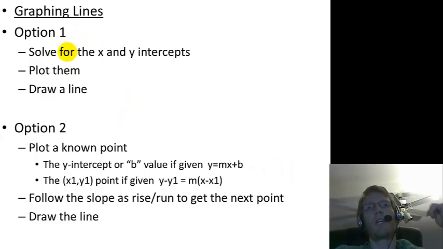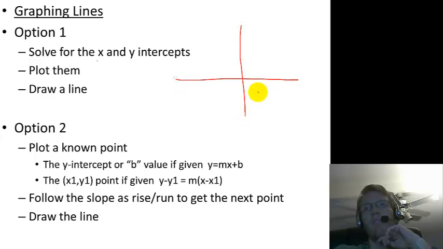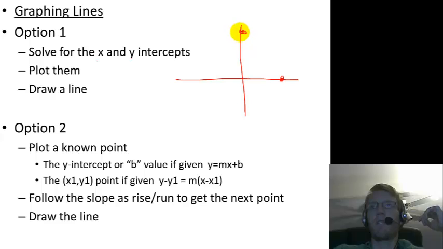Alright, well, here we go looking at some graphs. So option 1 for graphing lines is what I just said. Find the x and y-intercepts, plot them, and draw a line. So here's our graph. You solve and you get this x-intercept here, and a y-intercept here, and you draw a line straight through. And again, you get those x and y-intercepts by setting the y or x coordinates to 0 and solving.